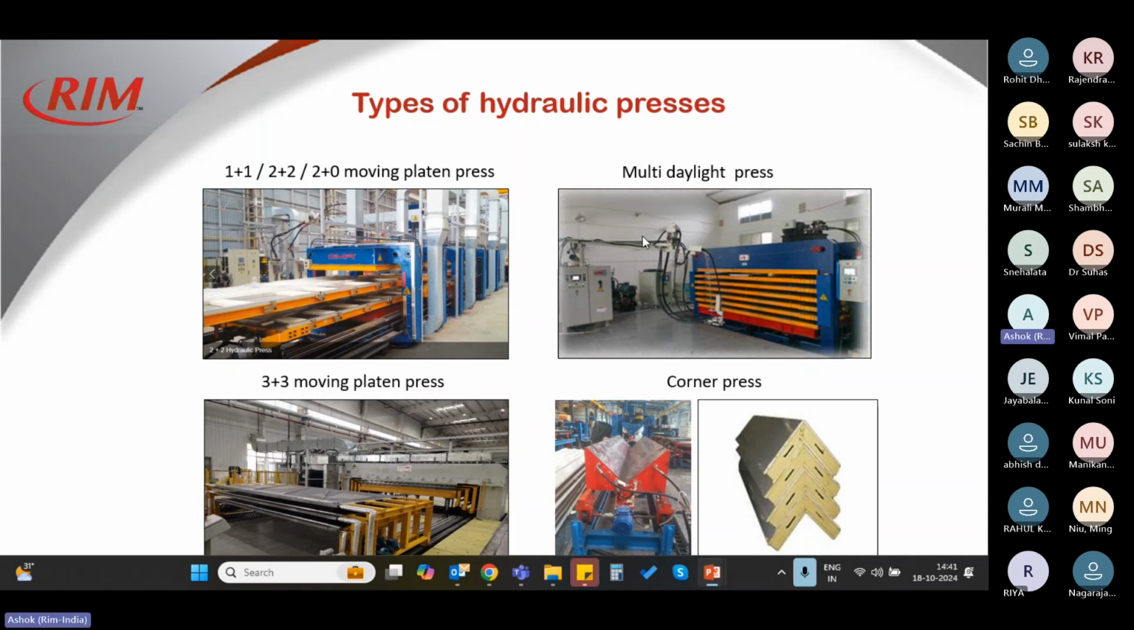Apart from the moving platen press, there is another type of press, which is multi-daylight. These presses are good for producing smaller length panels, especially for AHU or for clean rooms. Then there is a 3+3 moving platen press. This is a new kind of press which has 3 platens, or 3 daylights, we can say. But the limitation is you can produce only smaller length panels, and this press is typically good for AHU or clean room panels. And then the fourth type is corner presses. For cold storage panels, people use this corner press to produce corner panels.